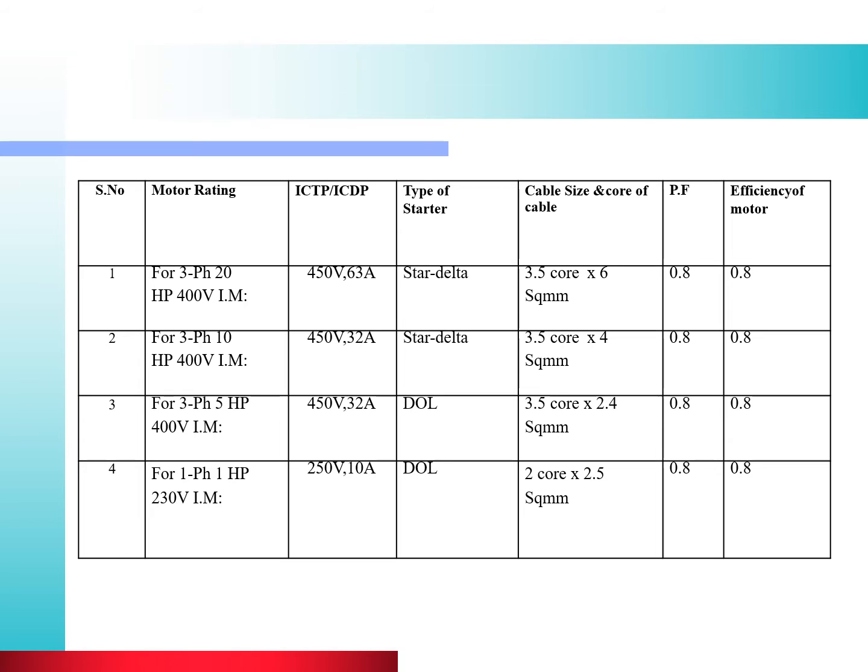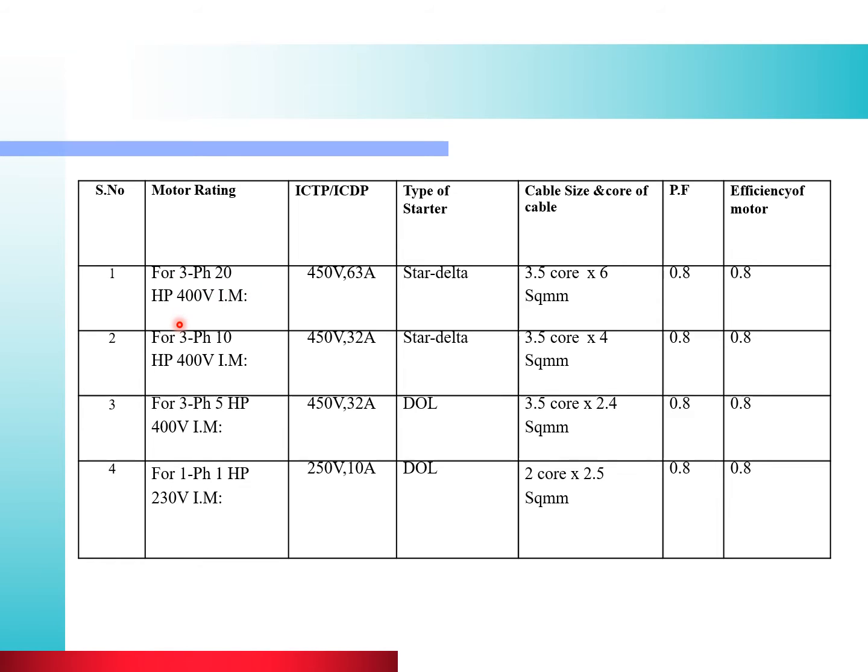In this table, the 4 motors as given in the industrial installation plan are written one by one. In the first column, motor rating is written, then ICTP or ICDP switch rating is given, then type of starter required for the motor, then cable size and core of the cable. Assume power factor and efficiency of the motor is given.